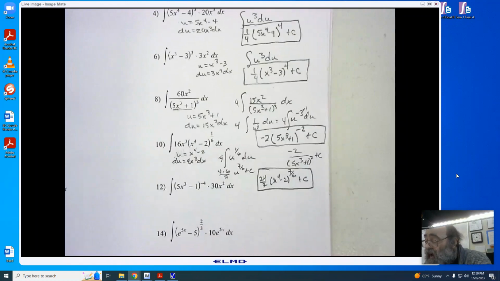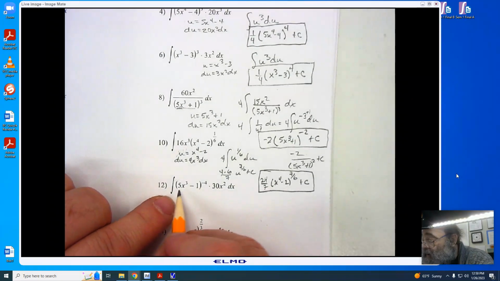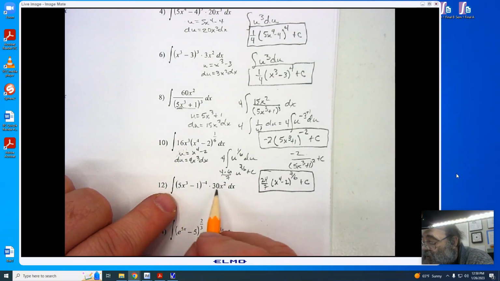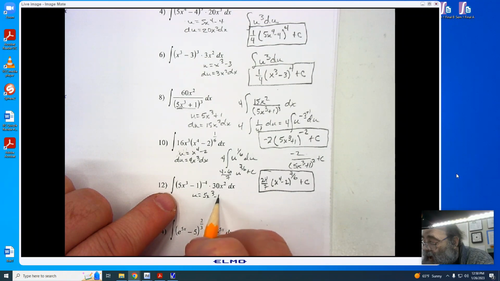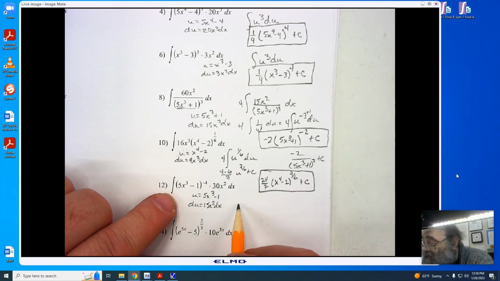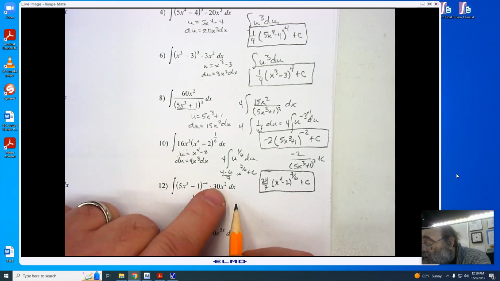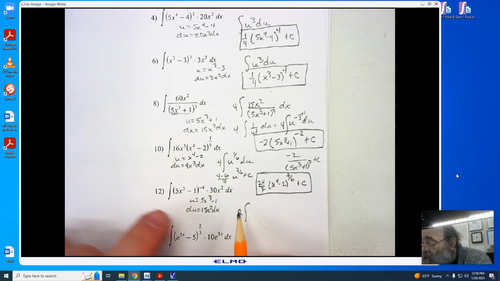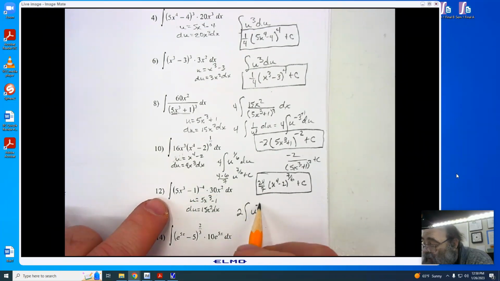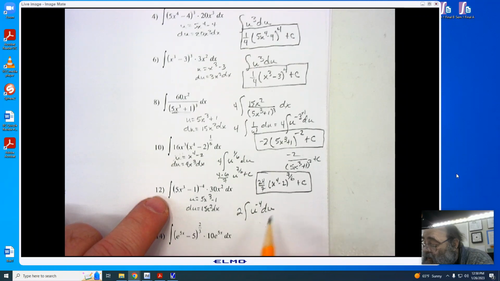This brings us to number 12. Same concept. Notice I'm going to get a 15x squared, but I have a 30x squared. So I'm going to have u equal 5x cubed minus 1. Du is then 15x squared dx. And I now end up having the extra amount, and you'll notice that that's 30. So I have an extra 2. And then I have u to the minus 4th power du.